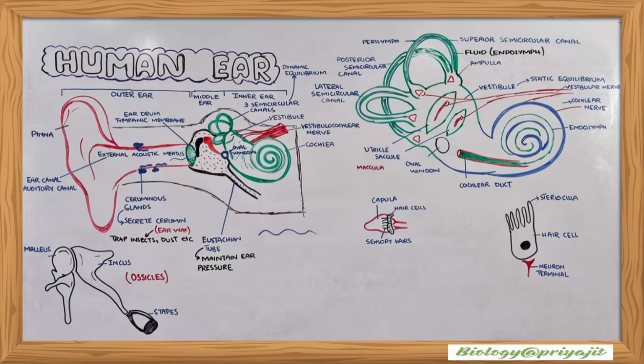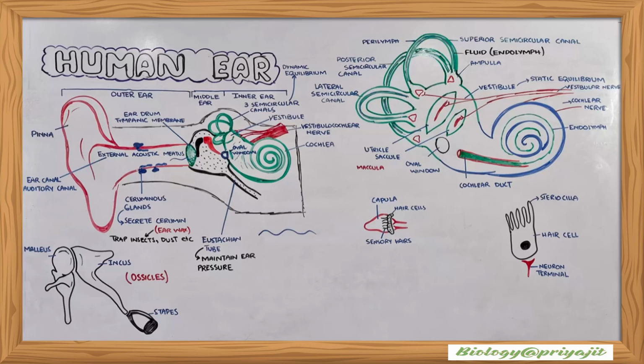This diagram shows how the human ear is divided into three parts: the outer, middle and inner ear. The outer ear collects sound, the middle ear bones amplify it, and the inner ear or cochlea converts it into the electrical signals for hearing. At the same time, the semicircular canal, utricle and saccule help us maintain our body balance.